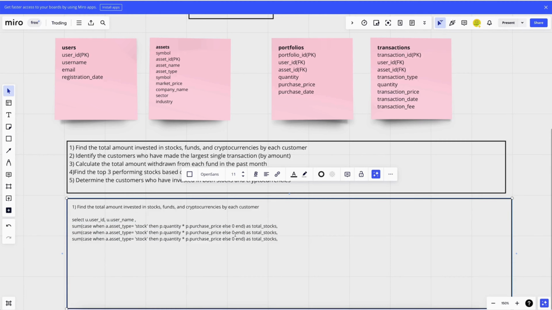And I'll just copy the same one and similarly for funds, and this one is for cryptocurrencies. I'll call this as funds. I'll just call this as crypto here.